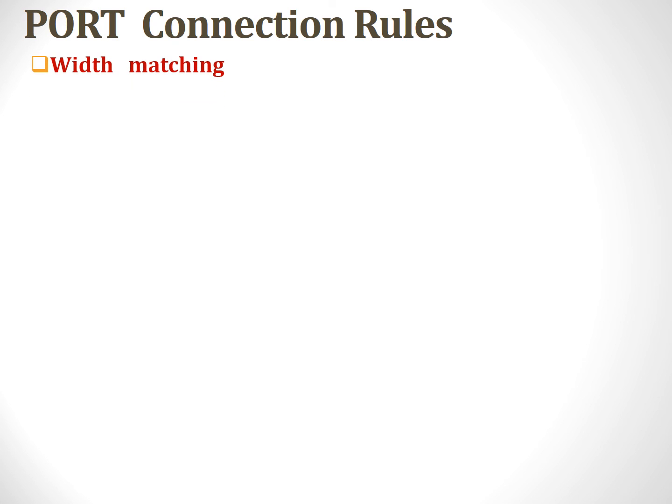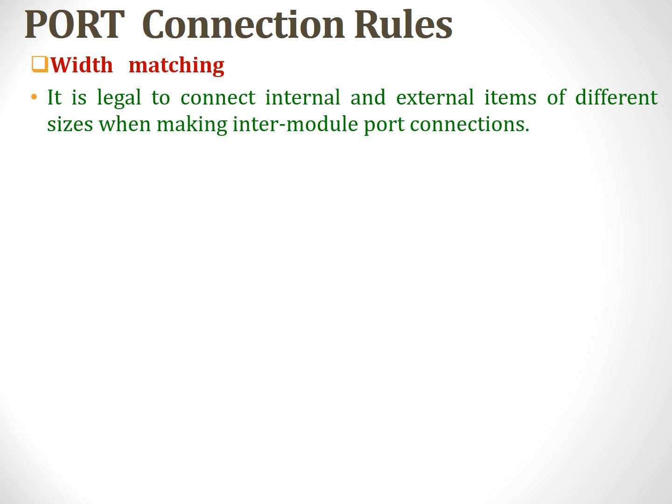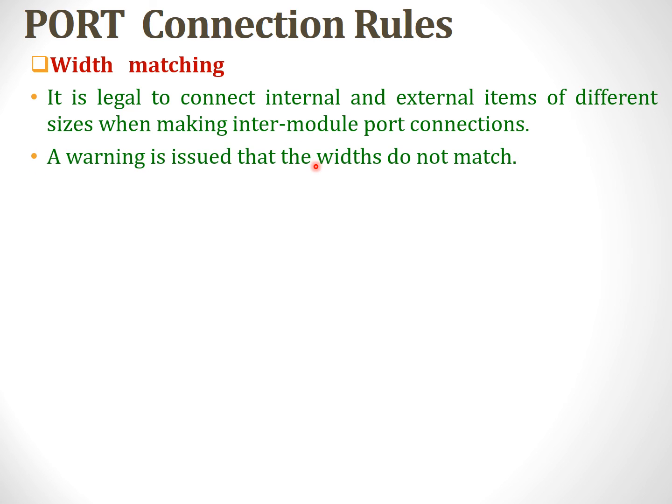There is another important concept, width matching. Width matching indicates that if we try to connect signals of different sizes, then it is important to match their width. In case the widths do not match, for example you are trying to send a 5-bit value into a 3-bit register or a 3-bit wire, then Verilog will issue a warning. It will just issue a warning and try to truncate.